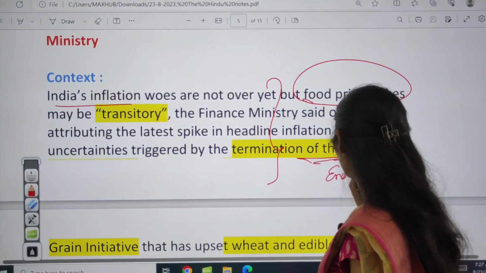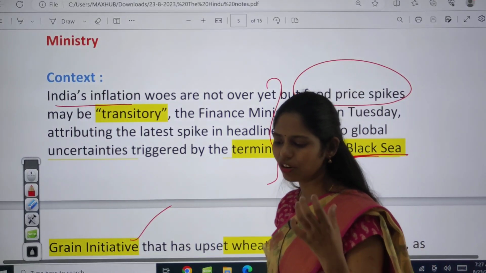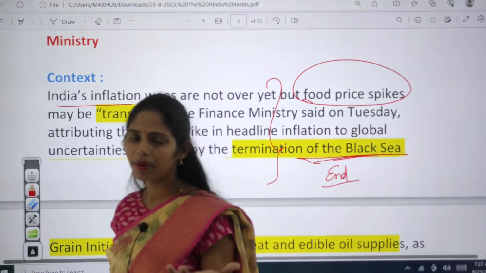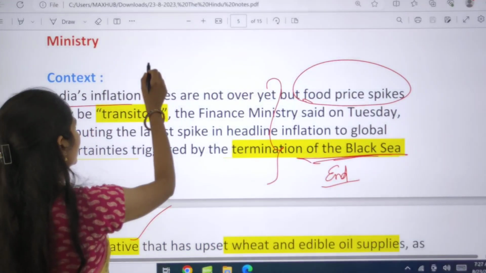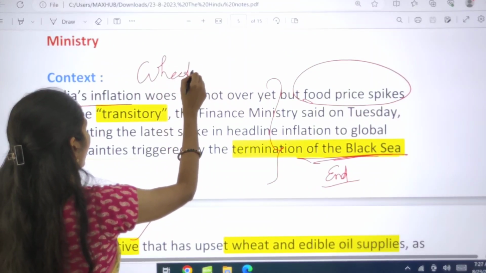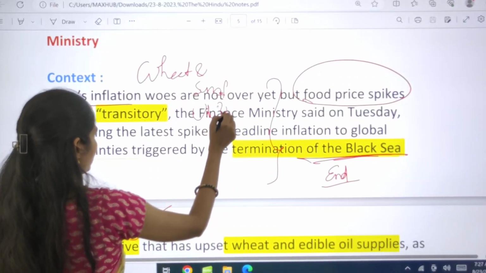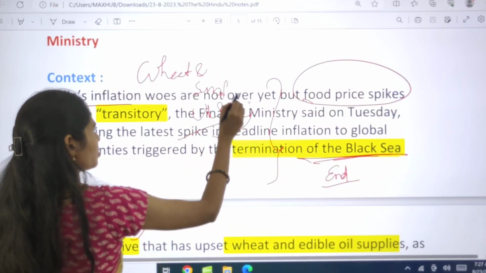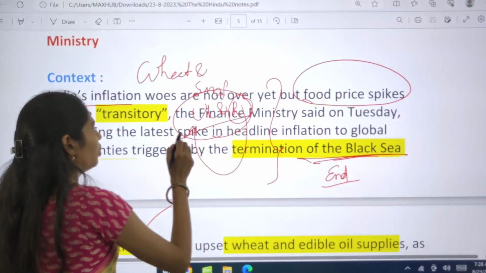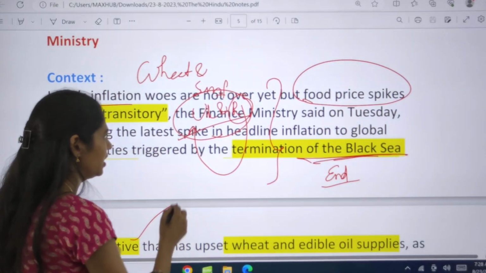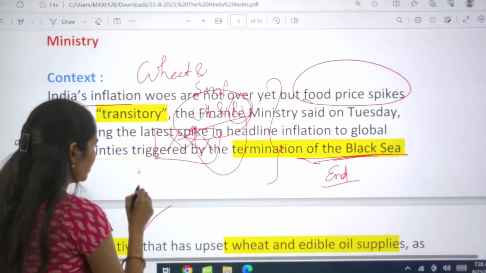One of the global reasons here is termination. Termination means end. End of Black Sea grain initiative. And because of this end of Black Sea grain initiative, there are no proper exports of wheat as well as sunflower oil. So actually we get wheat as well as sunflower oil from Ukraine and Russia. So what happened because of this Russia-Ukraine issue? Russia came up with occupying major important ports of Ukraine, and because of that there is a stall in the exports.